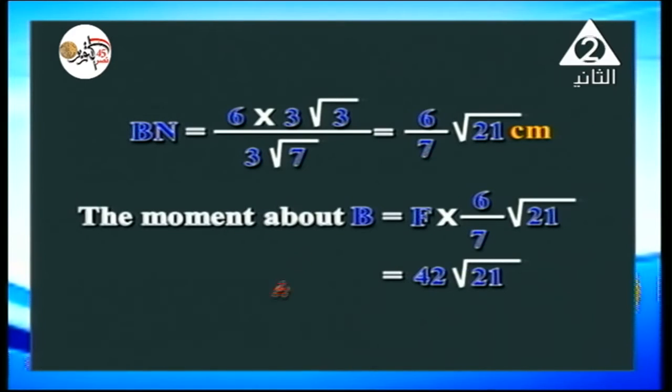Then find the value of the force F by dividing each term by 6 over 7 square root 21. Therefore, F equals 49 Newton. Then the force F equals 49 Newton.